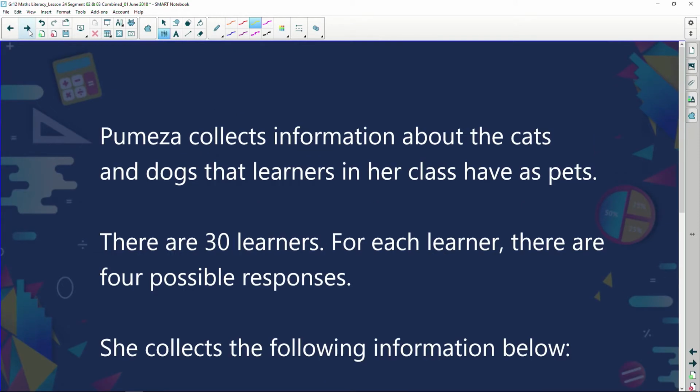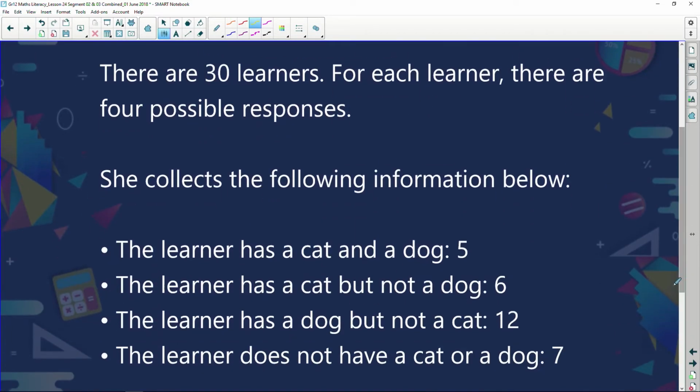Right, let's get going. Pumisa collects information about the cats and dogs that learners in her class have as pets. There are 30 learners. For each learner, there are 4 possible responses. She collects the following information below. The learner has a cat and a dog. There are 5 of them. The learner that has a cat but not a dog, there's 6 of them. The learner that has a dog but not a cat, well, there are 12 of those students. And there are 7 students who do not have a cat or a dog.